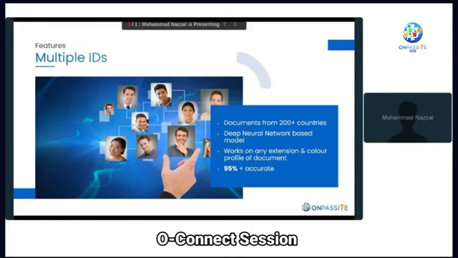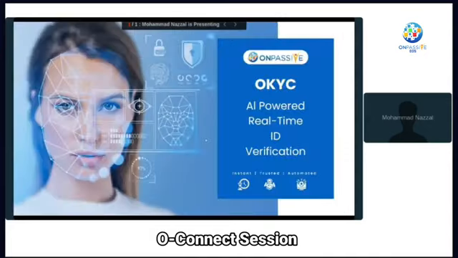The solution is OKYC, the passive KYC software. It's a complete AI-powered, real-time ID verification. This is the system that we worked on behind the scenes quietly for a while, and we decided to create our own because we shopped for solutions. It's gonna bankrupt us. Not only that, it's gonna be complicated.